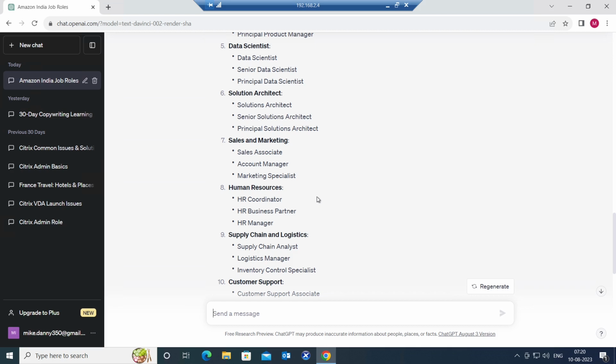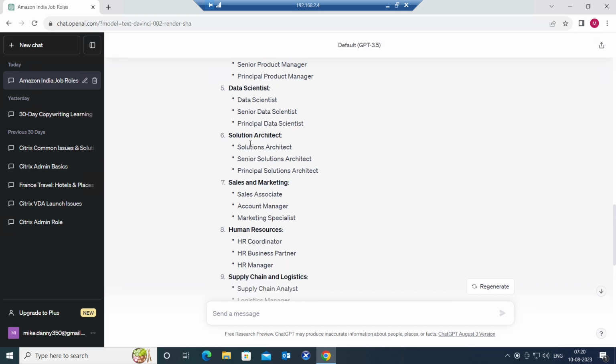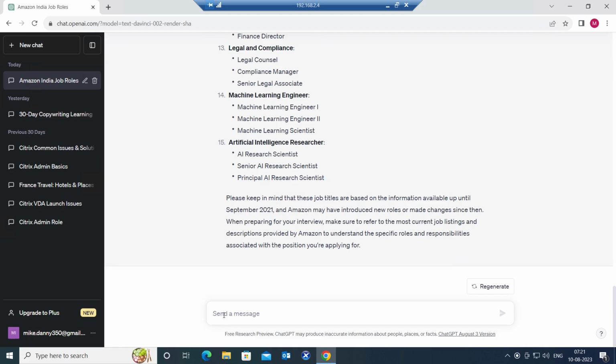Now what you need to do is, let's say you are in the IT industry and you want to apply in this organization to work as a senior solutions architect. Okay, this is the position that you would like to apply for or give an interview for, senior solutions architect. So what you need to do is come down and type, could you please provide interview questions for senior solutions architect.